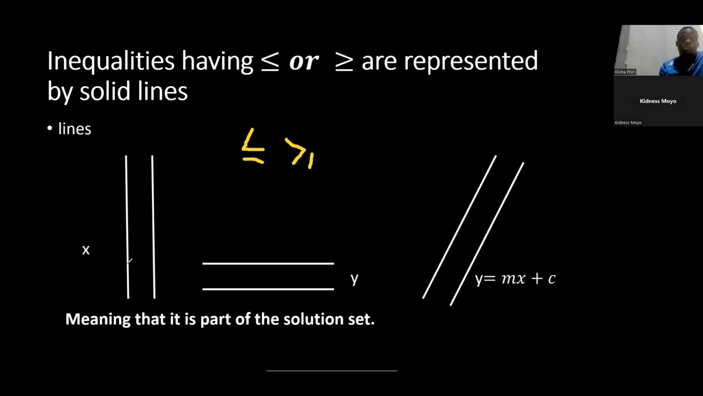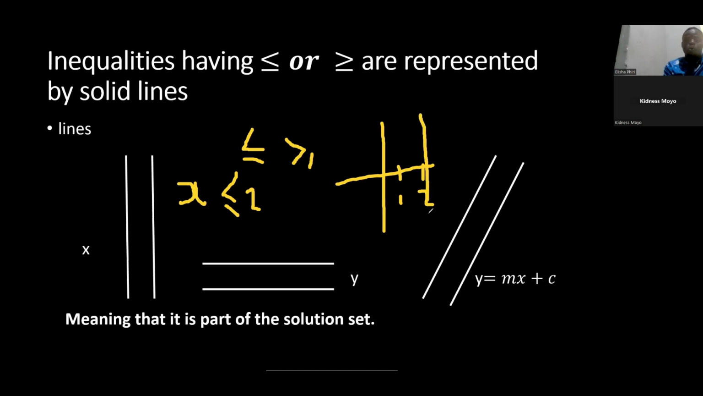Okay. So be it vertical, in a case like this one, we may have x is less than or equal to 2. If we were to draw this, we would have something like this. That is 1, 2. So if we draw a line, it will actually pass here and it will be bold. So which side has the solution set? Where the numbers are less than or equal to 2 is this side, but we're going to shade the unwanted region.